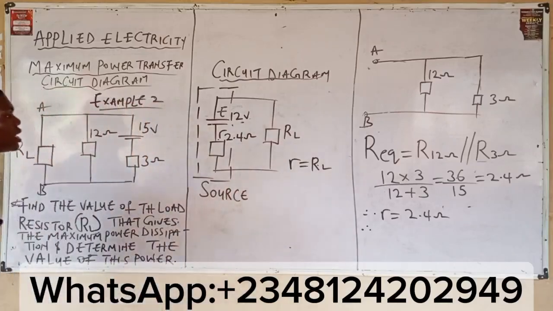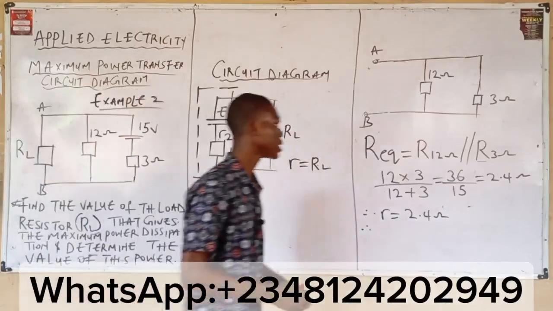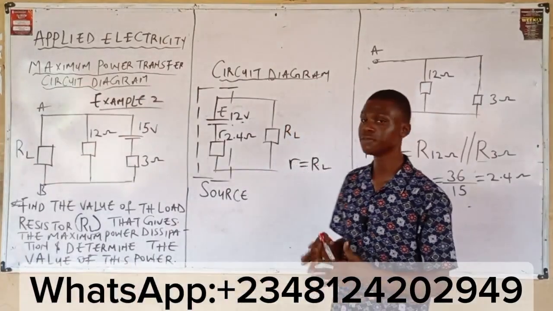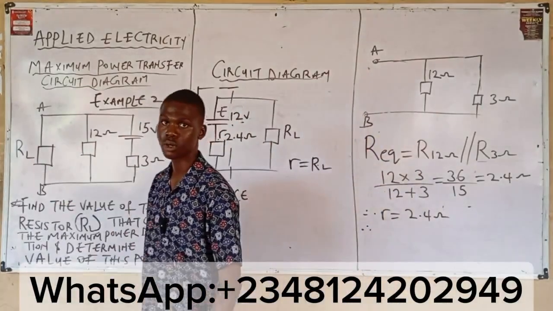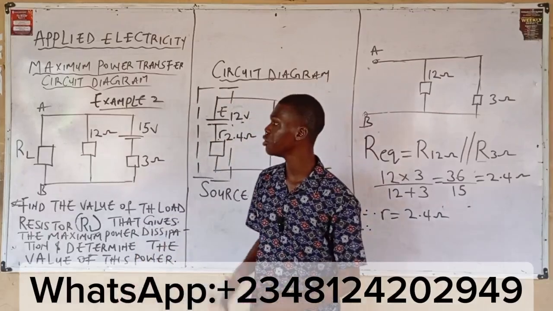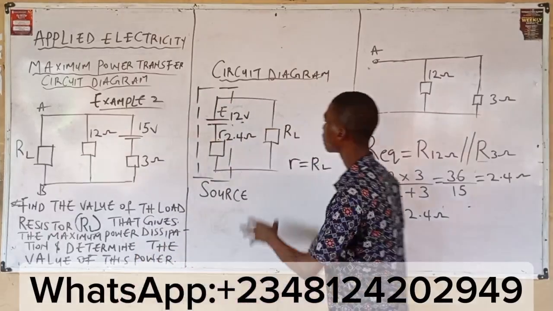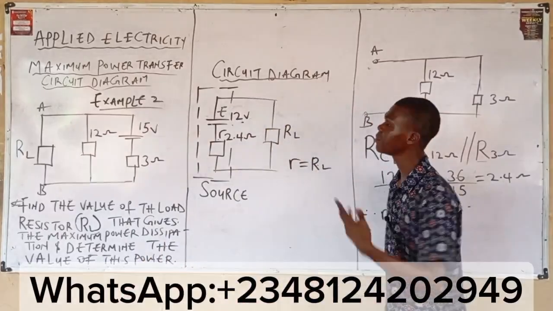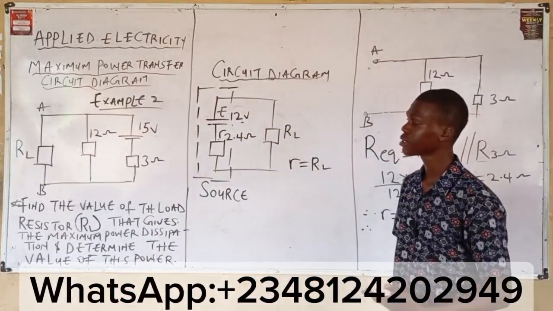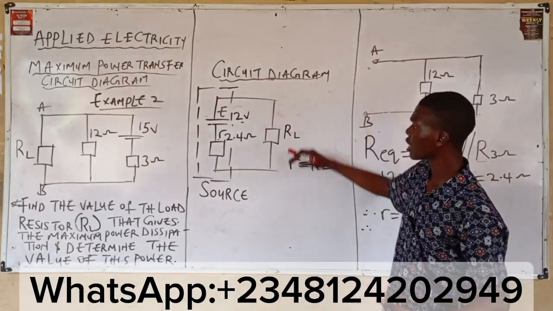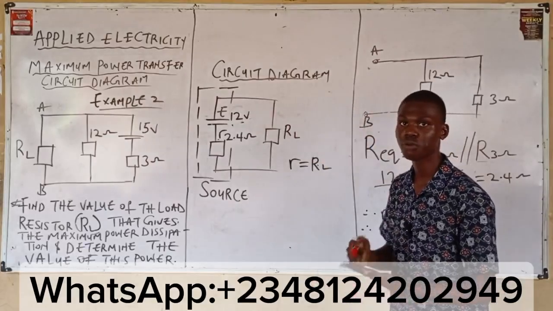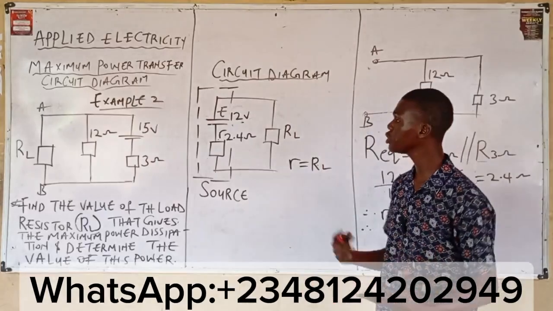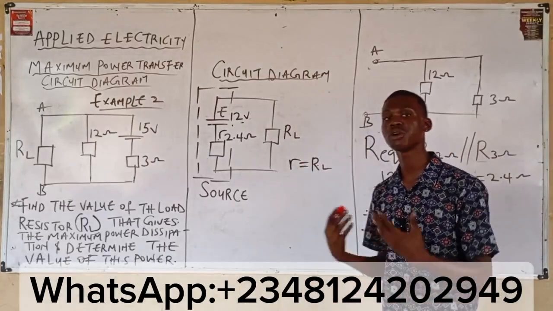Now, from here, let's answer the question. Question 1 says, what is the value of the load resistor? Now, from your circuit diagram of maximum power transfer, you can tell the value of the load resistor, right? From here, it is obvious that your load resistor is 2.4 ohms. The question is why? How do you know that your load resistor is 2.4 ohms?